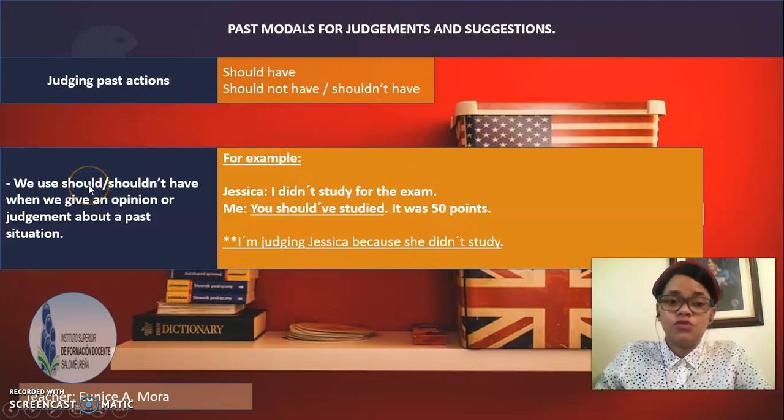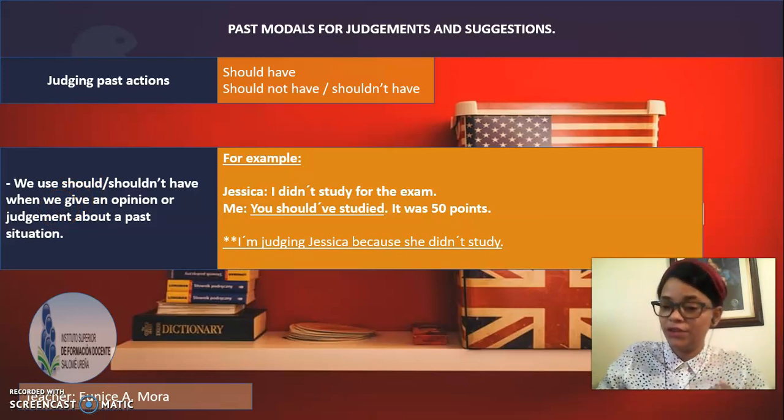We use should or shouldn't have when we give an opinion or judgment about a past situation. It's our opinion, it's our judgment. It is not going to change anything. It is just us giving our opinion about something that happened in the past, and we consider that it had the possibility to be different.